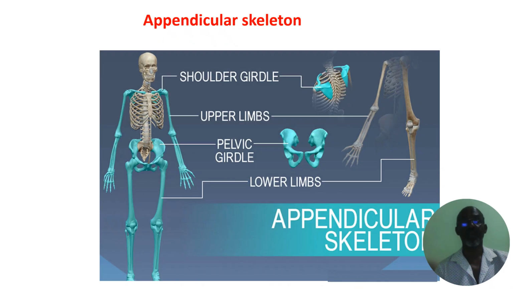Okay, now the second division of the skeletal system, appendicular skeletal. Let's see diagrammatically, of course. It includes the shoulder, the upper limbs, the pelvic girdle, or the pelvic bones, and the lower limbs, lower extremities.